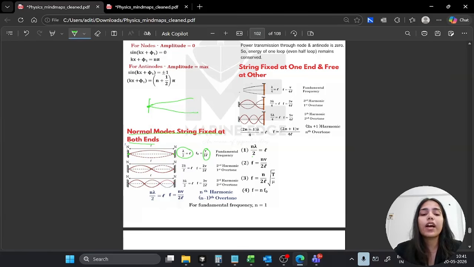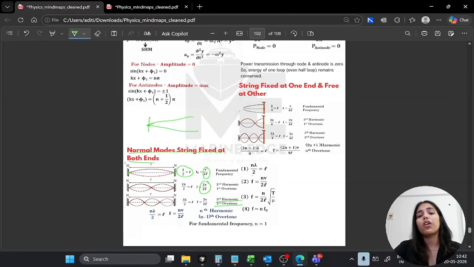Then again, if we have two antinodes, it will be the first overtone. The first overtone will have one complete wave. That will be f = 2v/2L, so that will be the second harmonic. Moving forward, for the third harmonic, you will have 1.5 waves formed, so 3λ/2 equals L. So f = 3v/2L. That will be the second overtone or third harmonic.